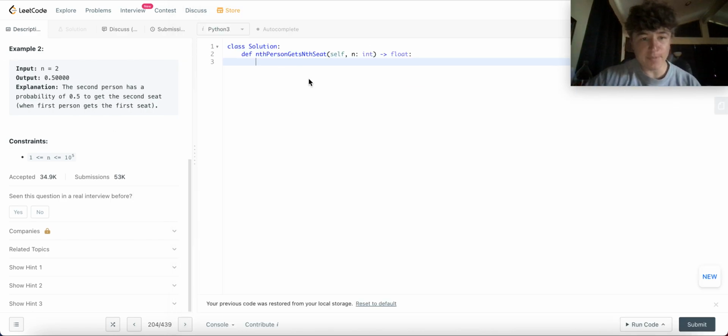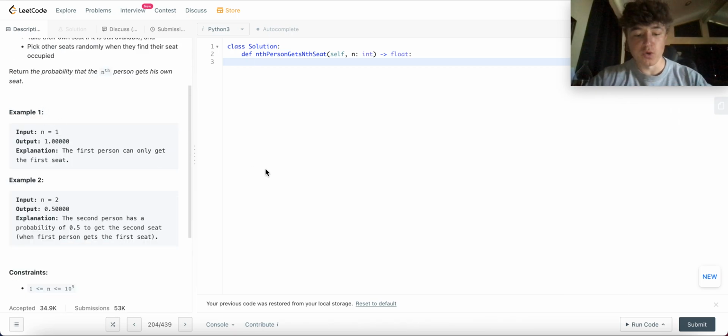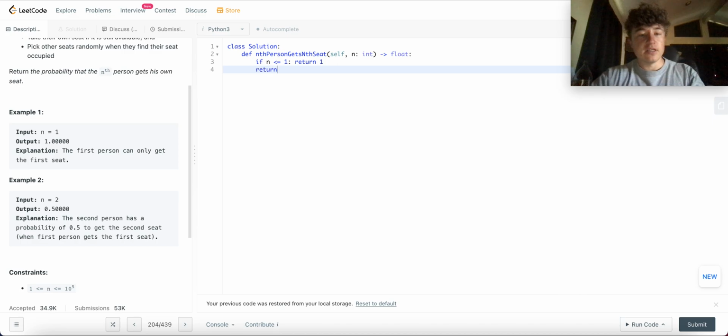It can't be true in all cases, right? Because when n equals 1, there's only one choice. So if n is less than or equal to 1, we just return 1. But otherwise, if n equals 2, it's a half.